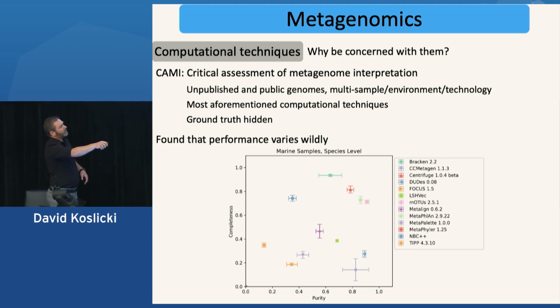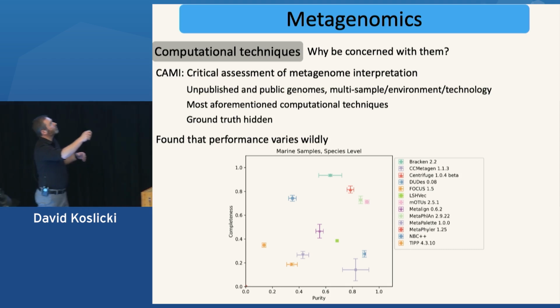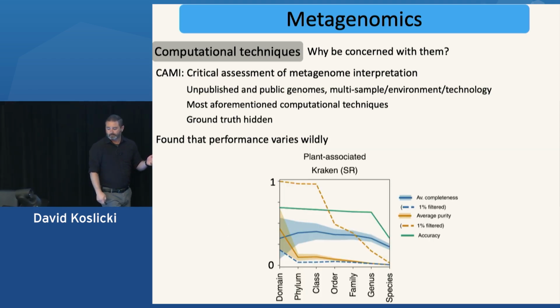Here are a bunch of different tools to do taxonomic profiling. And here is purity versus completeness, or precision versus recall. You can see it's kind of like a scatter shot. It's all over the place, right? You have some tools that are really precise and terribly insensitive, and the other way around. And that's just a single sample. If you do this in different environments, this one was marine, it can look completely different.